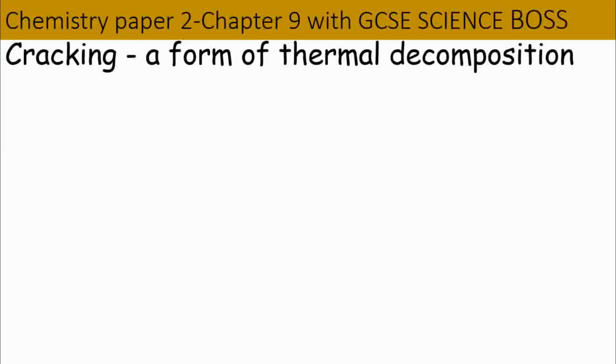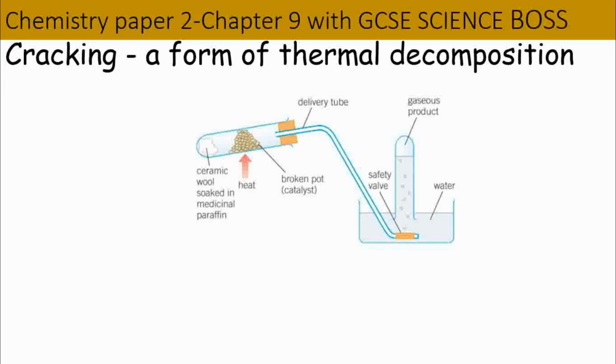Okay. Good. So this is what they use in school to carry out the cracking. This is the cracking apparatus. You can see your paraffin there, which is a really huge hydrocarbon. It is heated. It goes over your broken pot, which is used as a catalyst. And then it travels down here, and it is collected as your gaseous product.